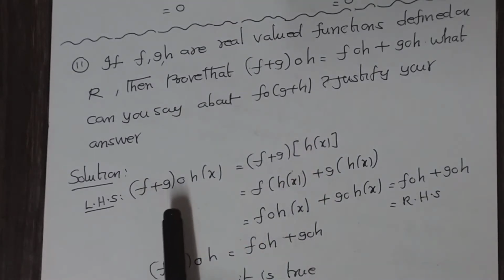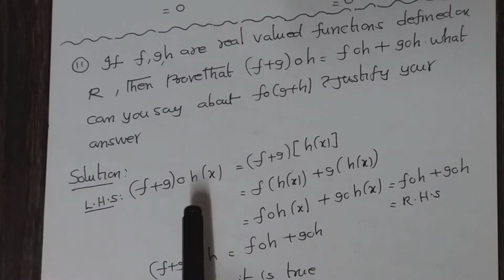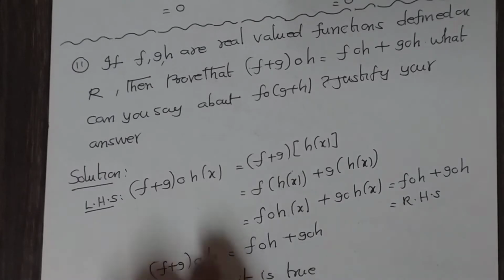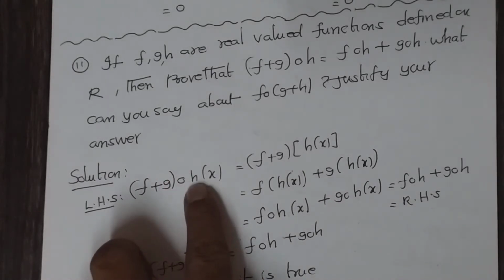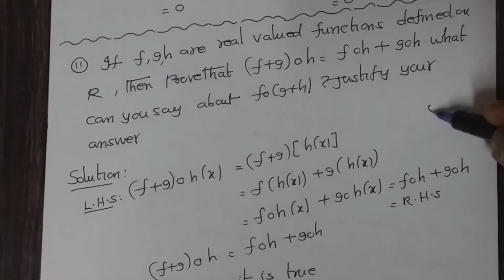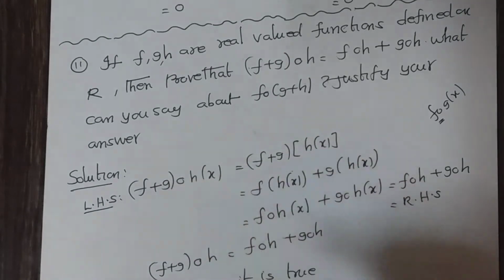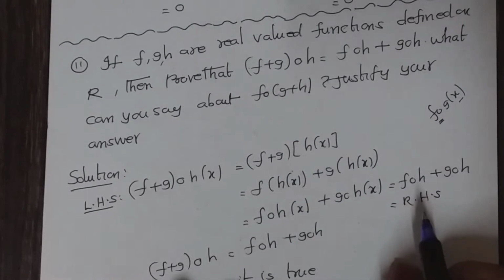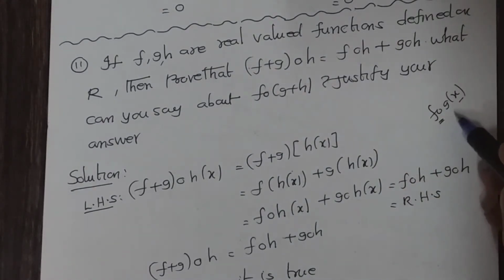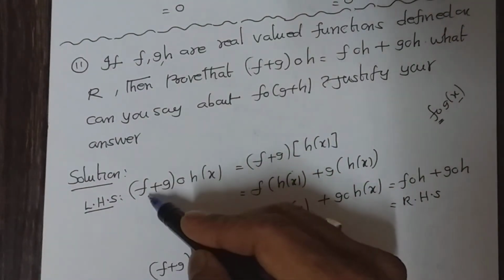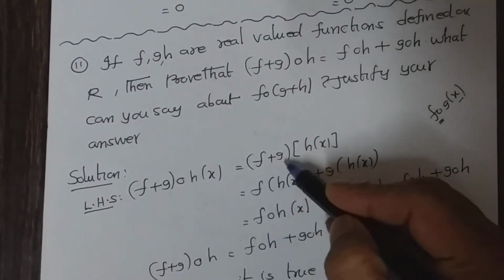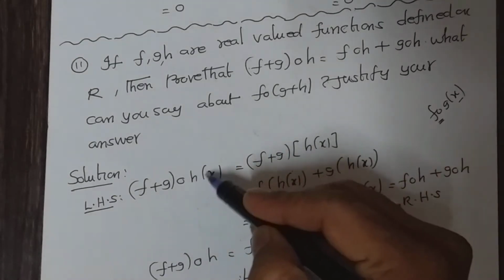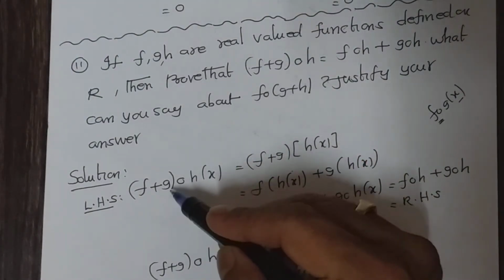(f plus g) circle h of x, because x I can take as input. So this looks like (f plus g) of h of x. Instead of x we have h. So what is the definition of this one? f of g of x. Here f means this fully (f plus g), and h of x is the input to this f plus g function.